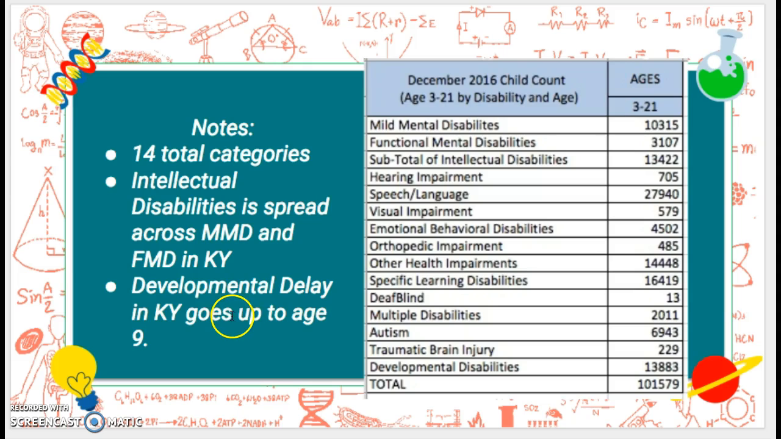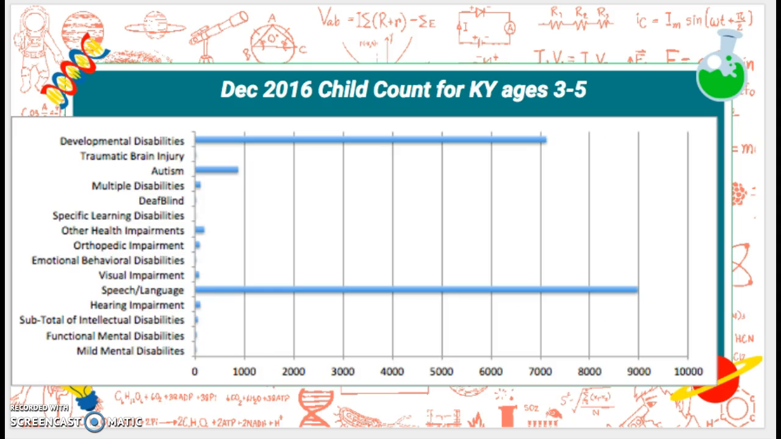In other states, it sometimes ends at age 5. This is a state choice. We all must provide services for students with developmental delays, but we can provide services up to age 9, and in Kentucky we do. Notice that you do not see the term anywhere here, mental retardation. That term is no longer used based on Rosa's Law. The term we use is intellectual disabilities for students that have lower cognitive scores.